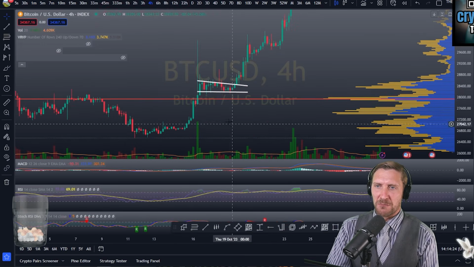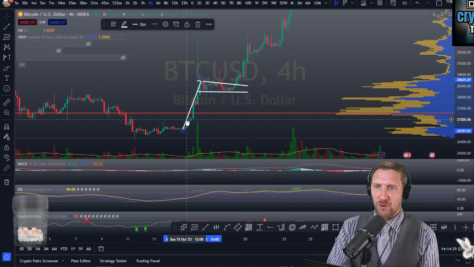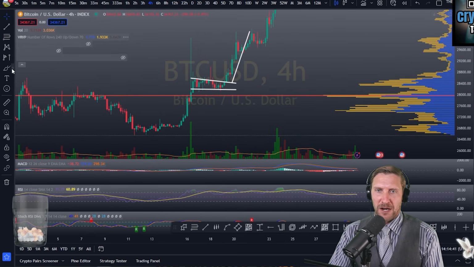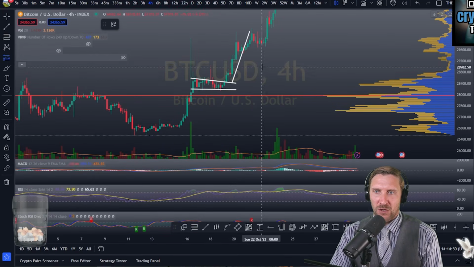So look, this is what's called a bull flag. It's a flag to the upside, right? I find the measured move by taking the pole. So here's what we're going to do, we're going to build the trade here. We're going to go here to what's called the long position, 5 down. We're going to hit the long tool.